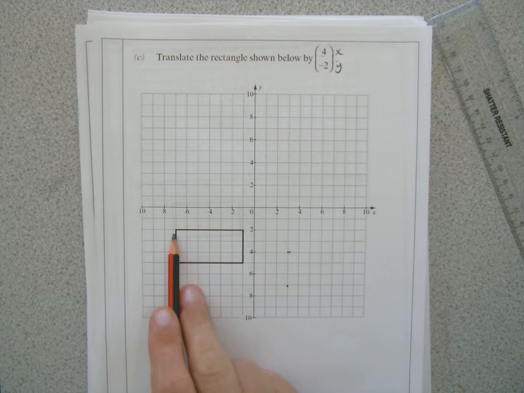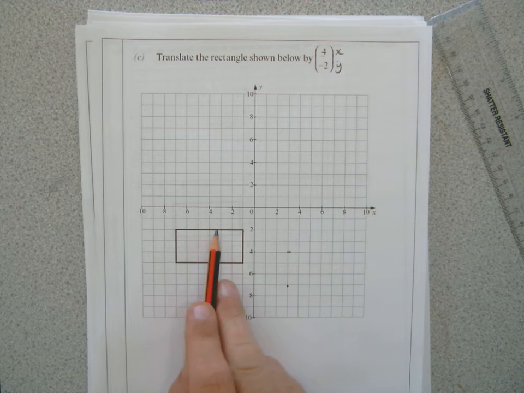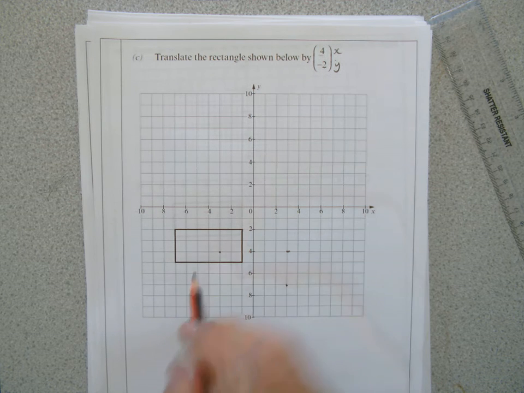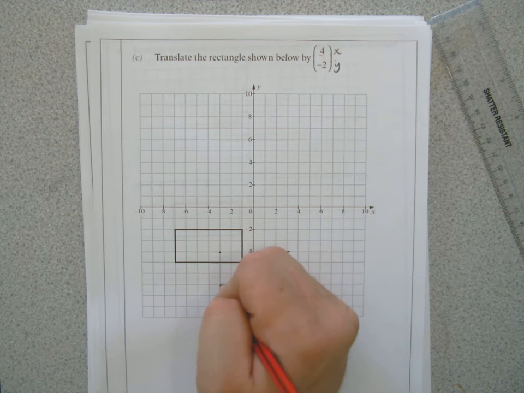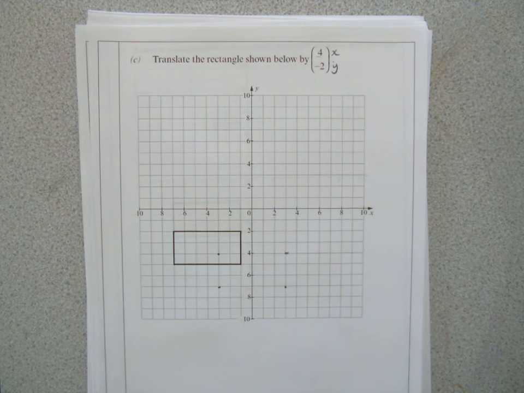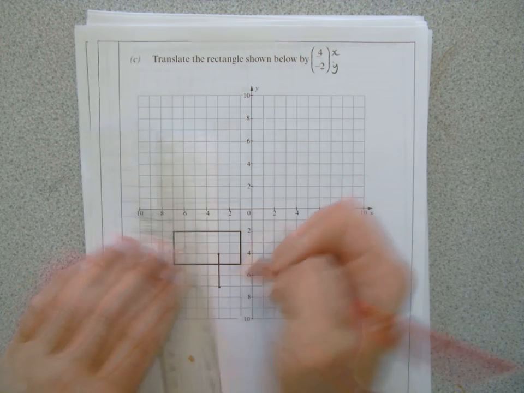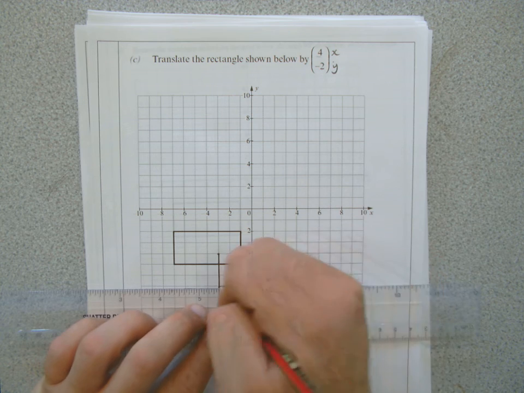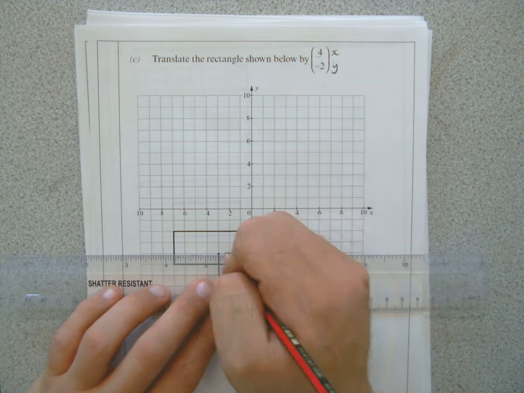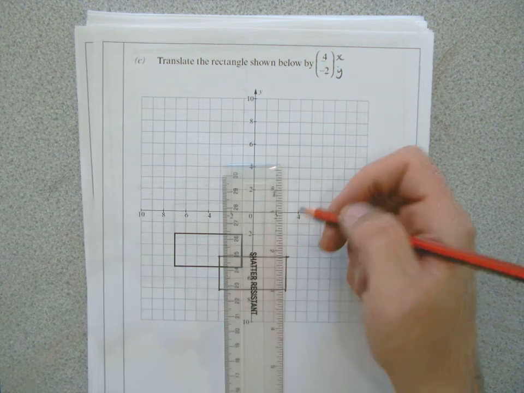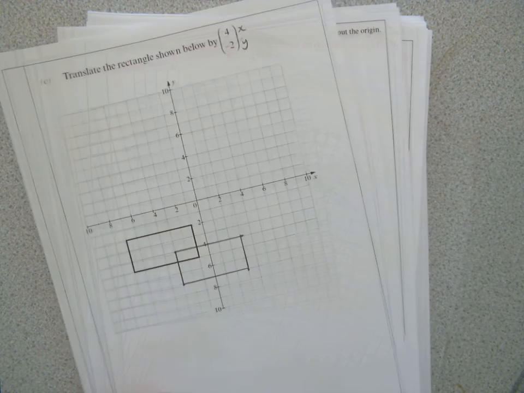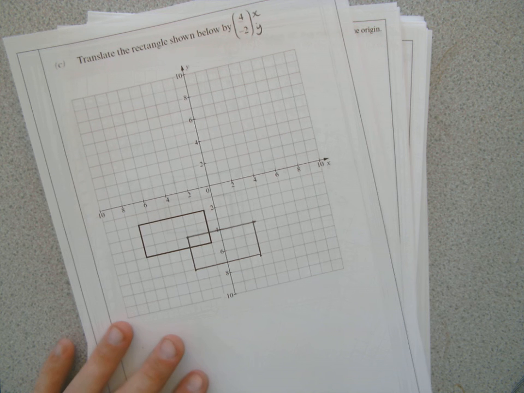And this corner point, we move it across 4, down 2, sorry, we end up here. This corner point then we move it across 4, down 3, we end up here, and we can have our shape which is translated. Sometimes they overlap the other shape, but that's okay. We've moved it across 4, down minus 2.